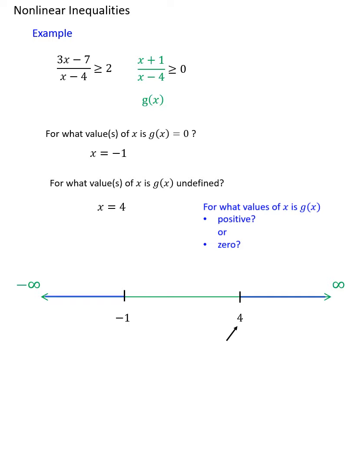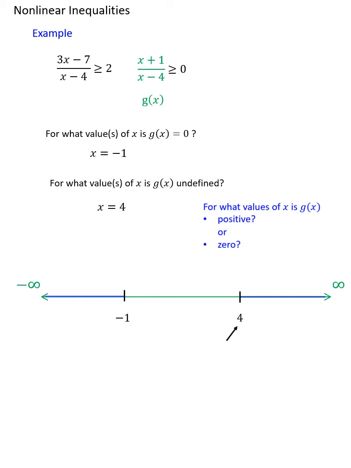And finally, analyzing 4. Is 4 a solution to the original inequality? Well, not at all, because g is undefined when x is 4. And if the function is undefined, it can't be a solution to an inequality. So there's no reason to include 4 in our set of solutions.